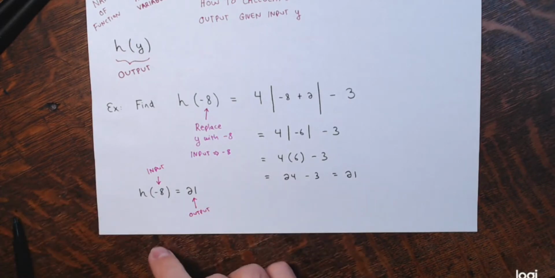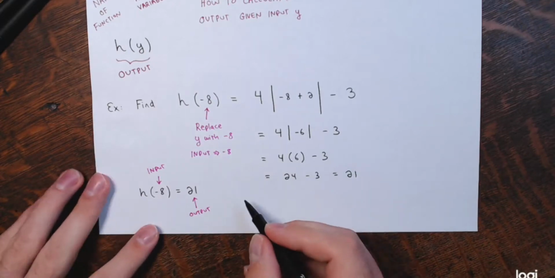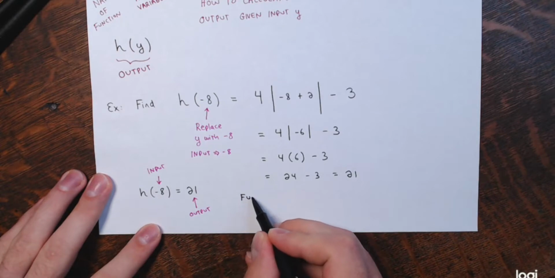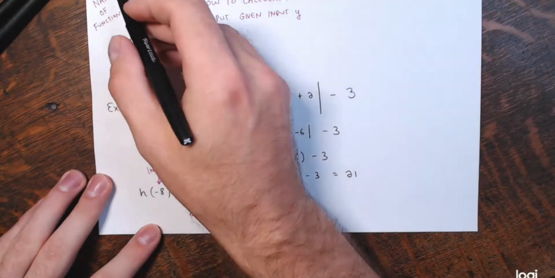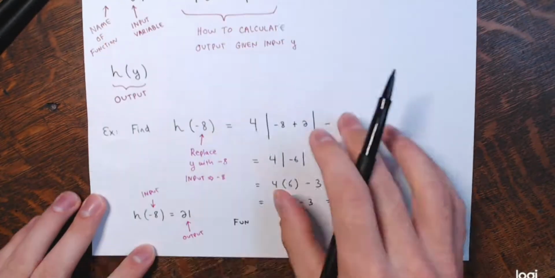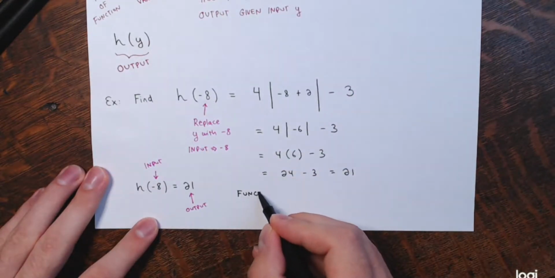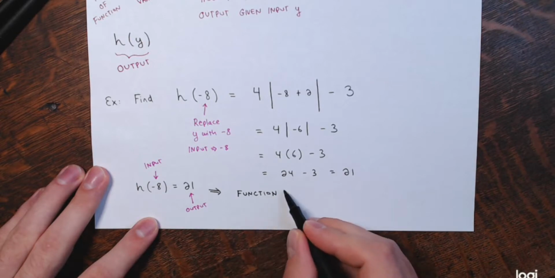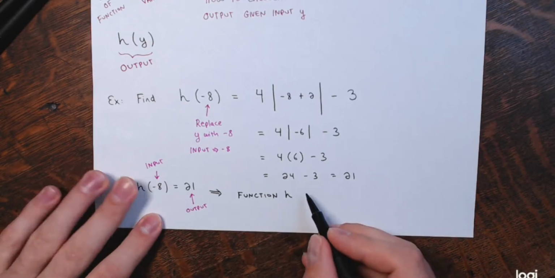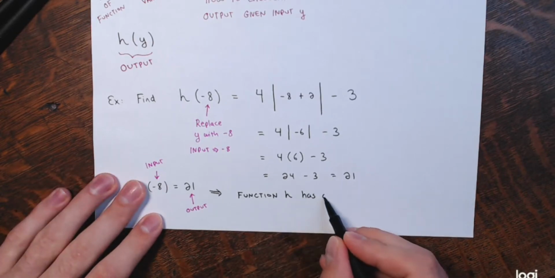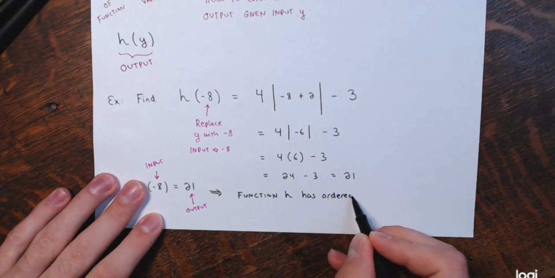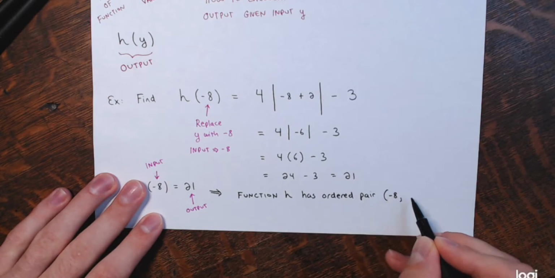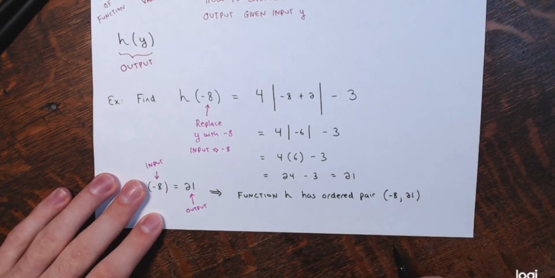And another way to say this is that if you were talking about the function h, again, the function's name is h right before the parentheses, that means that the function h has the ordered pair negative 8, comma 21.